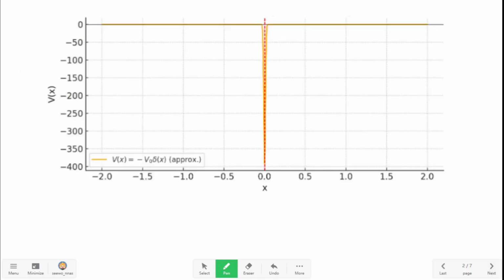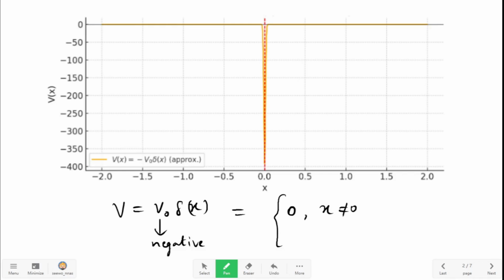So the given potential is an attractive Dirac delta potential. We have V is equal to V naught times delta of x, where this V naught is negative. So this is equal to 0 for x not equal to 0, and it is equal to minus infinity for x equal to 0. As you can see in the graph, V of x is equal to minus infinity at x equal to 0, and at all the other points V is equal to 0.